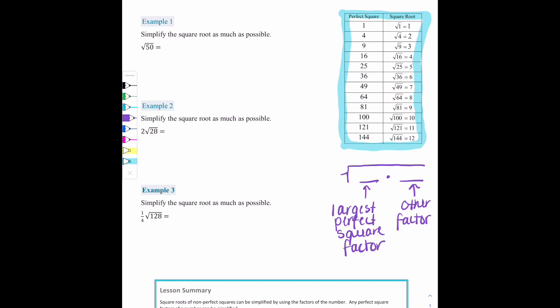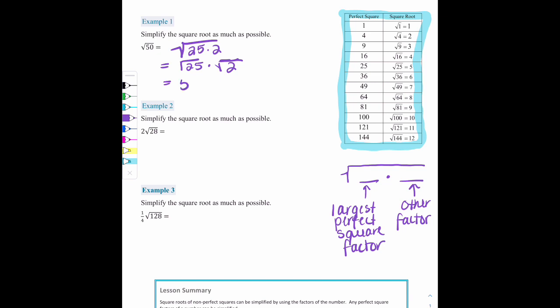So if we look at example 1, I want the largest perfect square that divides evenly into 50. So we're not looking and saying, oh, it's 49. 49 is not the largest perfect square factor. Okay, so be careful of that. We want the largest perfect square factor. So in that case, it would be 25. So we would break the square root of 50 into 25 times 2. Then we can split this up, square root of 25 times the square root of 2. And we ask ourselves, can we take the square root of 25 nicely? Yes, we can. 25 is a perfect square. That's why we pick it the way we do.